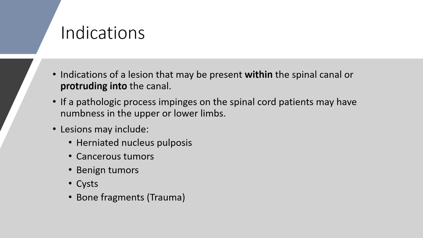Indications: a lesion that may be present within the spinal canal or protruding into the canal. If a pathologic process impinges on the spinal cord, patients may have numbness in the upper or lower limbs. Lesions may include herniated nucleus pulposus, cancerous tumors, bone fragments, cysts, and benign tumors.